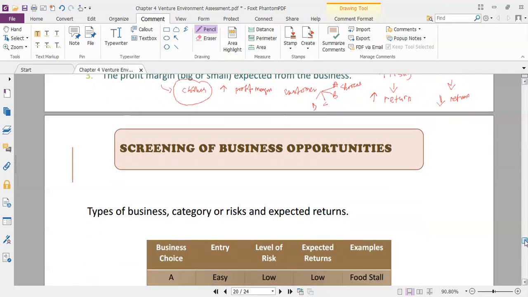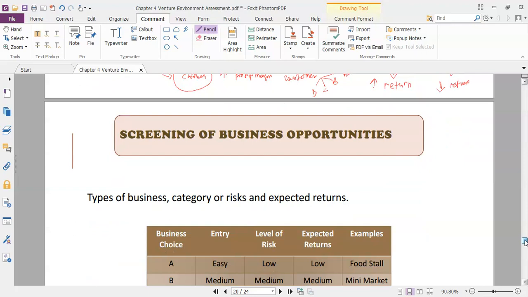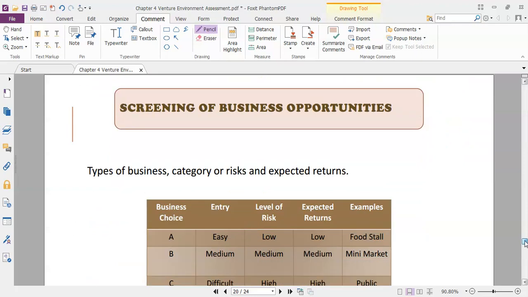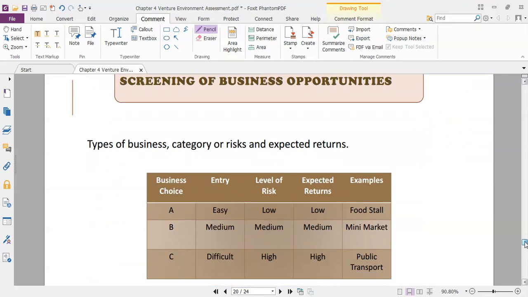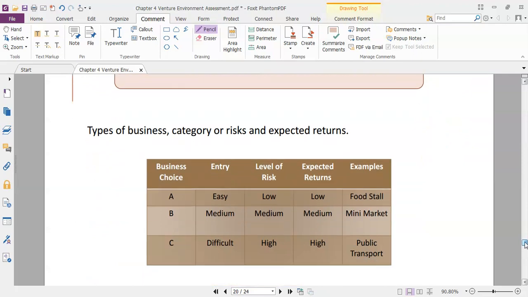Okay, so let's look at types of business, category of risk. Ini yang saya cakap tadi. Types of business, the category of risk, and expected return. So business choice A, entry easy, level of risk low. Kita kena, you should do some kinds of analysis in order for you to determine which of the business is very suitable for you to operate.